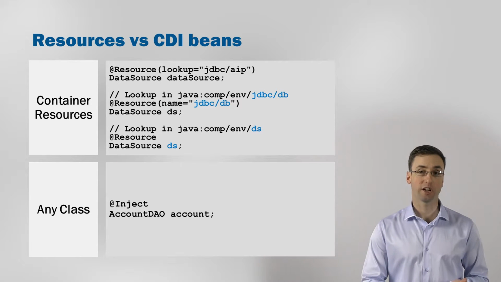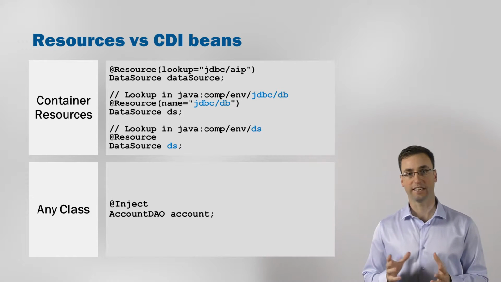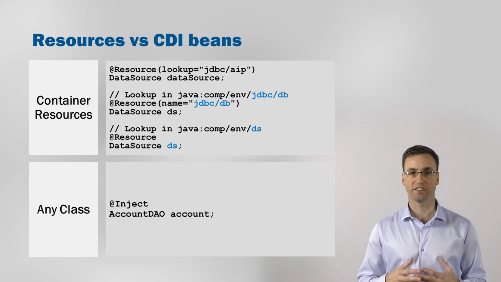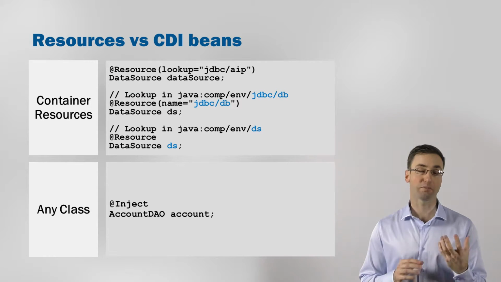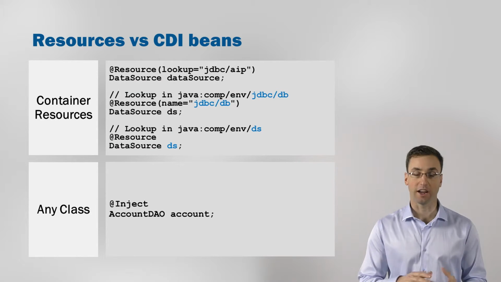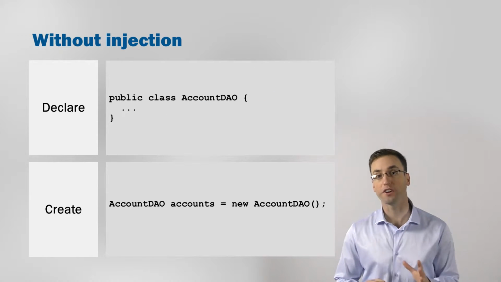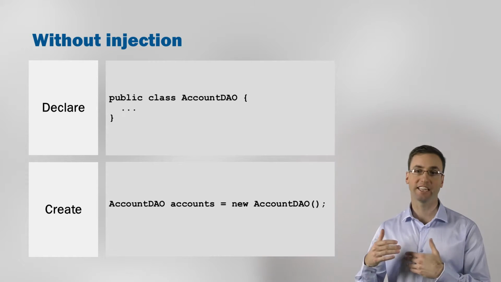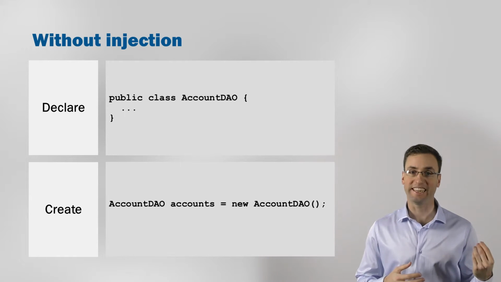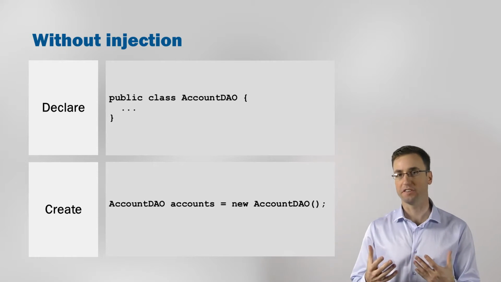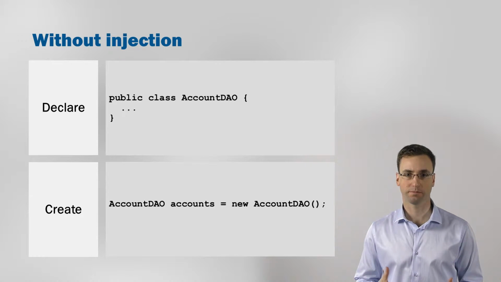In addition to JNDI lookups using the resource annotation, CDI has a more general inject annotation that allows you to inject instances of any class once you've properly configured it. So to explain what the inject annotation does, I'd like to give you an example. To start, let's assume that we're not using CDI. In this case, we'd first declare a class such as account DAO, and then when we need an instance of that class, we simply use Java's new keyword to create a new instance using the default constructor.